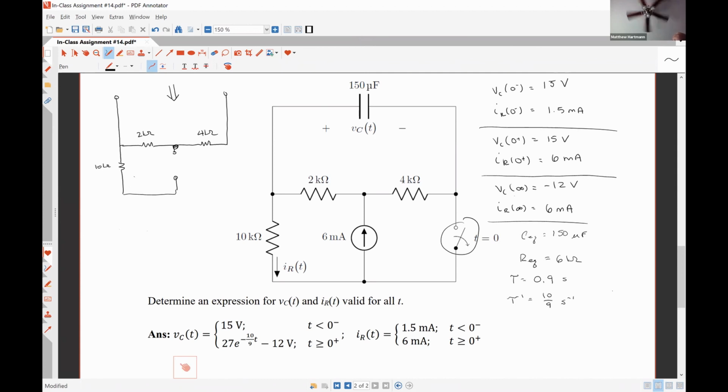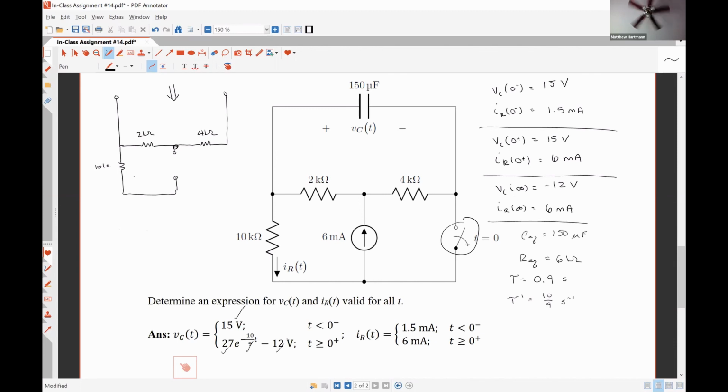And then we can do a similar thing that we did to verify our answer on problem 1. So VC at 0 minus was 15 volts, that checks out. Then we're going to have 15 minus negative 12, so 15 plus 12 is 27. That checks out. Here's where our tau to the minus 1 came in. VC at infinity was negative 12, so all that checks out.